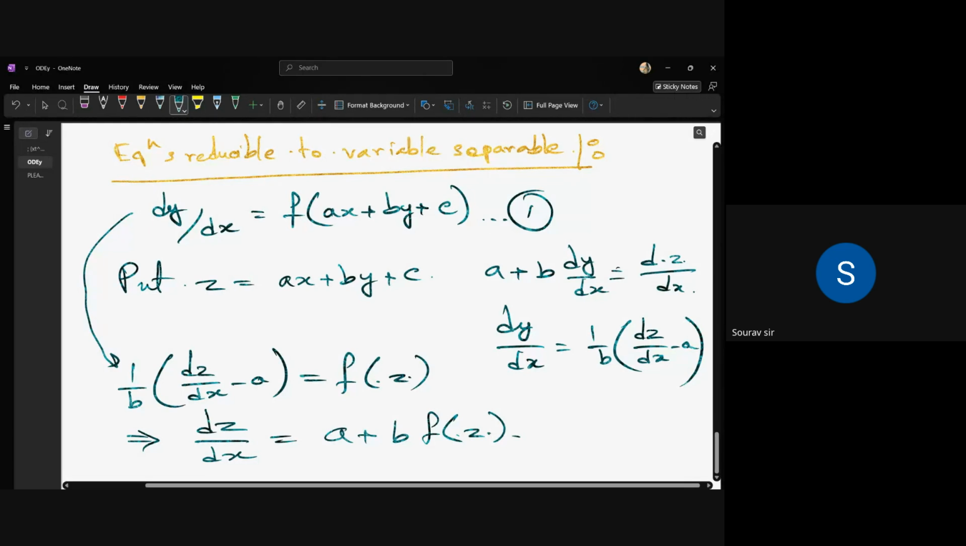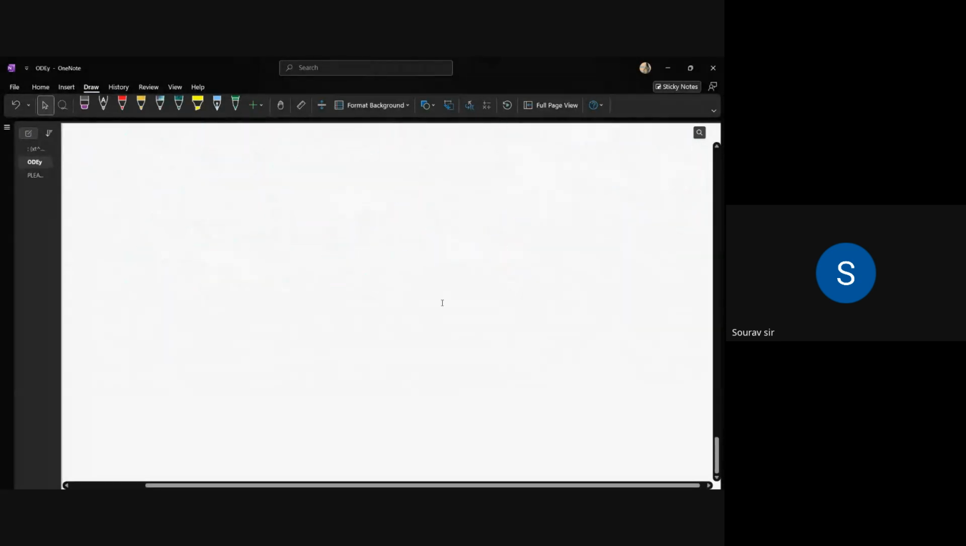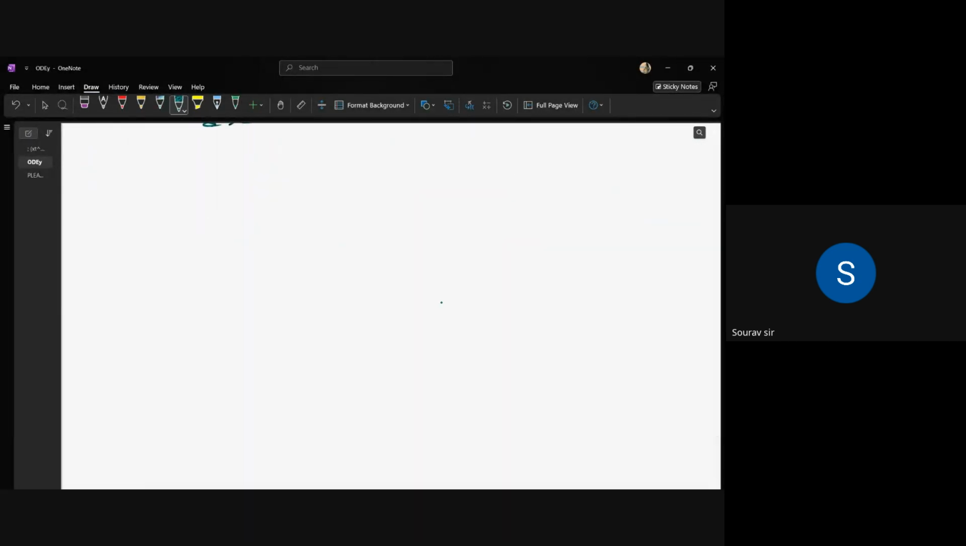Okay, understood? So now after this, we will have another type of equation, basically, that is homogeneous equations.